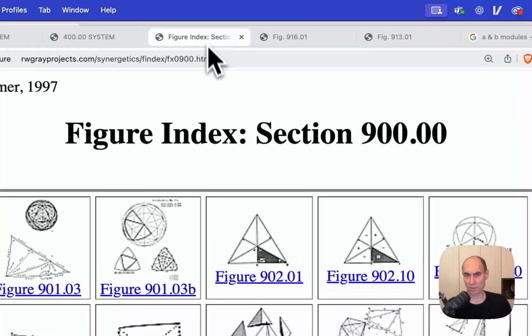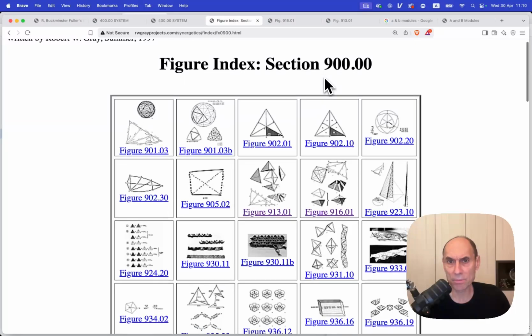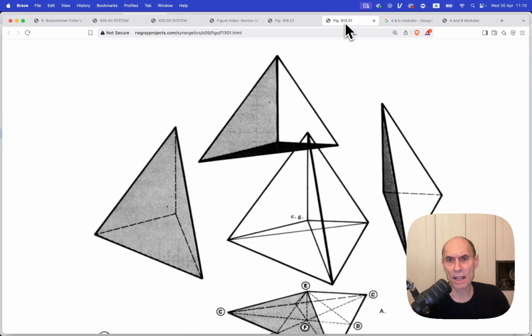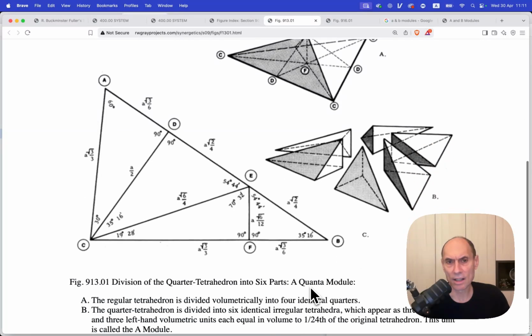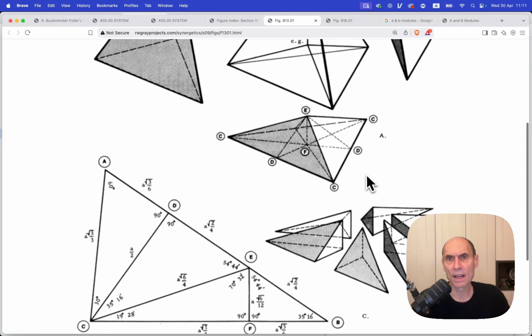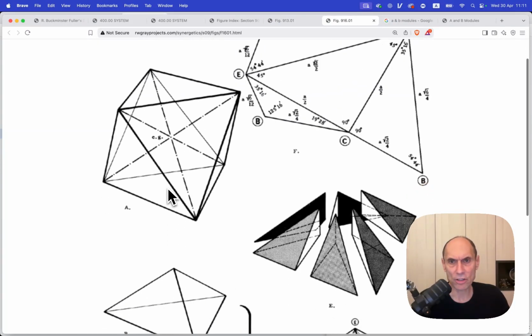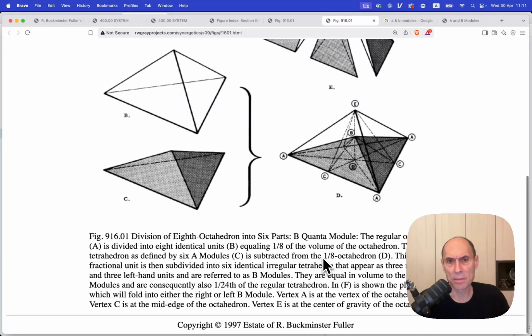And let me just give you a peek at them because they're going to come up here. Section 900, which we'll get to, of course, in future, is about how to build these models. And in that section, we have a drawing of the A module. So here's a tetrahedron. That's a Platonic shape. And then if you cut it a certain way, you get these four even sections. And then if you slice that, you get the A module, and then the octahedron in a similar fashion. If you subdivide it in this way and then cut that up, you will get the B module.